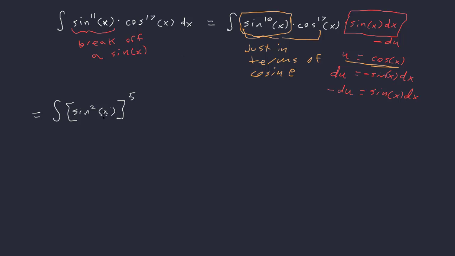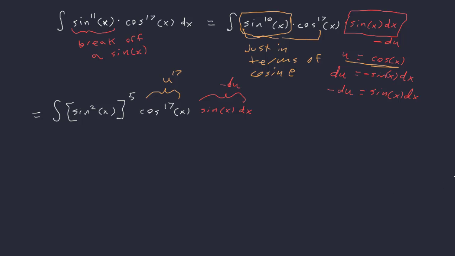So we have sine squared of x raised to the 5th times cosine to the 17th of x. We're not going to mess with that because that is already how we want it. This is already just u to the 17th. Then we have the sine x dx. We're not going to mess with that either because that is our negative du.